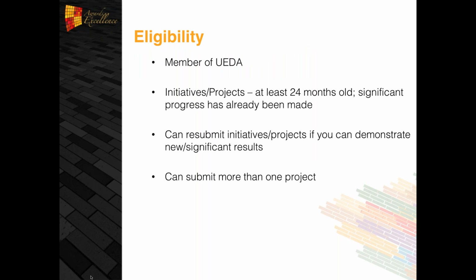So first and foremost, we'll talk about eligibility, about the specifics of the awards application. To be eligible, your organization must first of all be a member of UEDA. If you're not currently a member, that's not a problem. You just must join before you submit your application, or alongside submitting your application. You can do that by visiting join.universityeda.org, which is the direct link to our membership page.